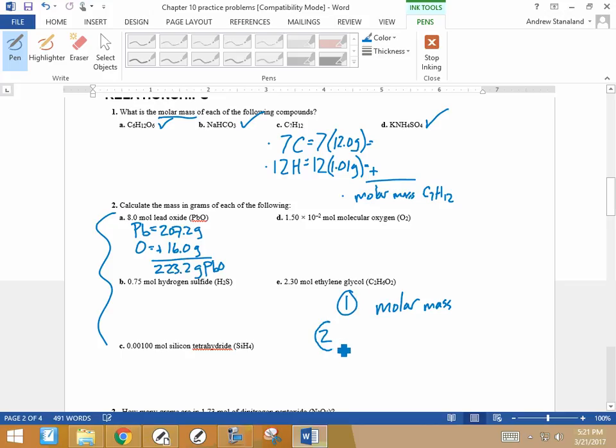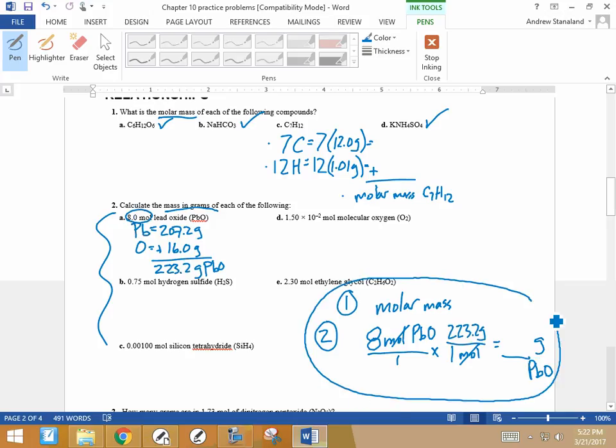Second step, we need to get from moles, right here, to mass in grams, okay? And to do that, here's the calculation. If we're given 8 moles of lead oxide, put it over 1, we know we're trying to get grams of lead oxide. We need the molar mass right here, and I've calculated the molar mass to be 223.2 grams per 1 mole. Moles cancel. You're multiplying 8 times this and getting grams. That's the way you'll do this calculation for every single one of A, B, C, D, and E.